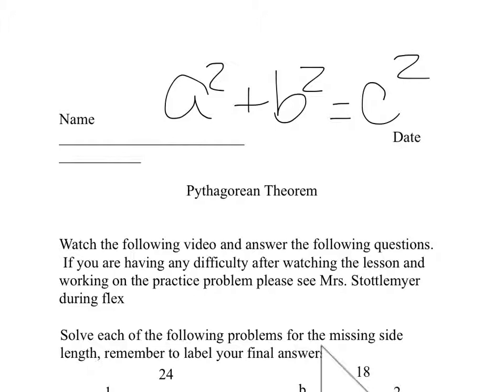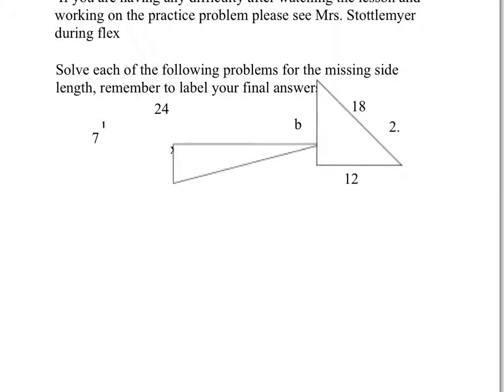The legs and the bases are the two sides that actually form the right angle, and the hypotenuse is the long diagonal side. So I'm going to work through one problem with you, let you try the second one, come back, go over that, and then allow you to work on the rest of them on your own.